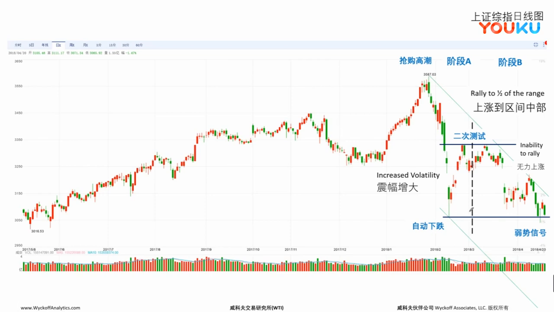We wanted to talk about the rallies after this move to the downside. So let's look at the first rally. The first rally actually is quite aggressive, and it moves to the upside in a very aggressive way, but it actually only rallies to 1/2 of the range. So it has no ability to retest significantly the highs that were created by this climactic action here or the upthrust.